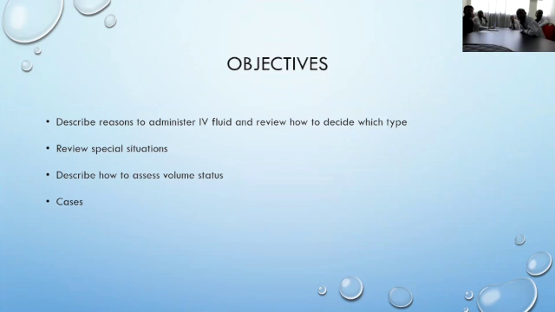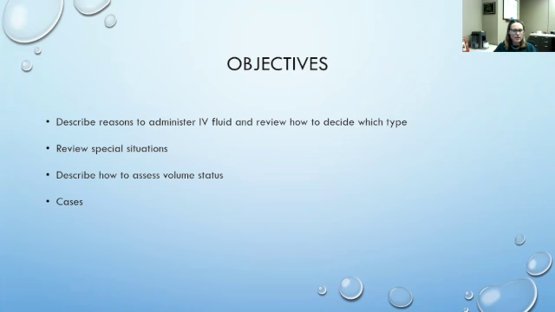Some objectives for this lecture: number one, to be able to describe the reasons to administer IV fluids and how to decide which type of fluid will be best for each patient. We'll go over some special situations that go outside the normal rules of how much fluid and which one. And then we'll go over how to assess volume status. This is notoriously very difficult and sometimes impossible to do.